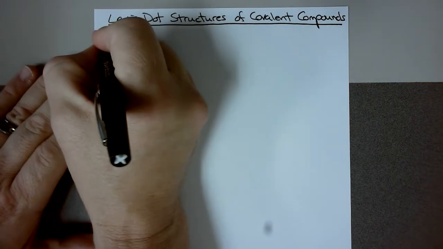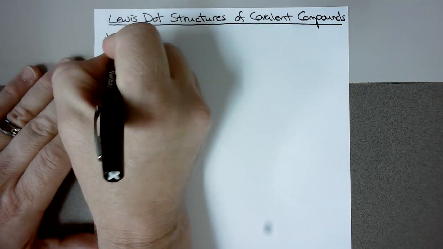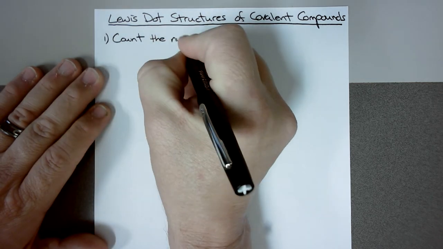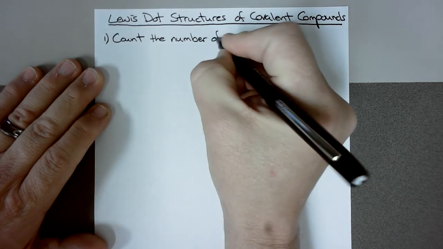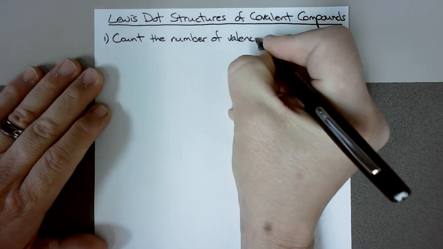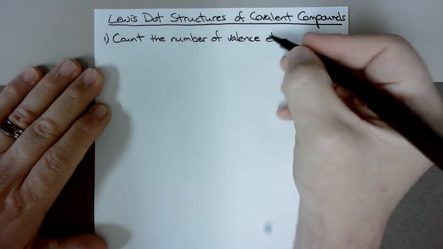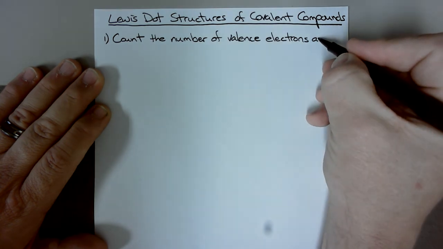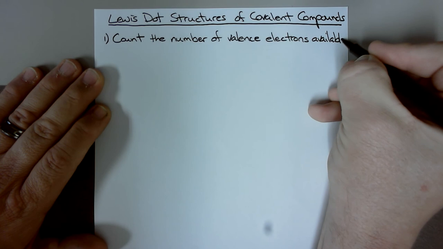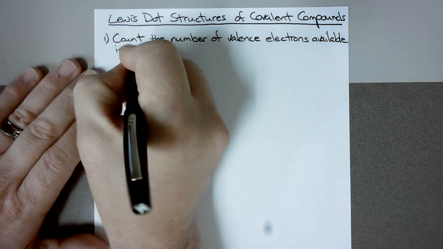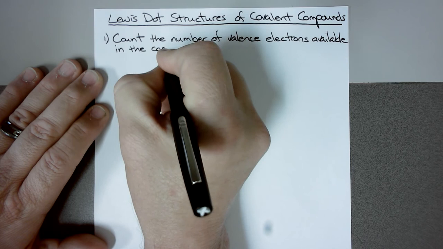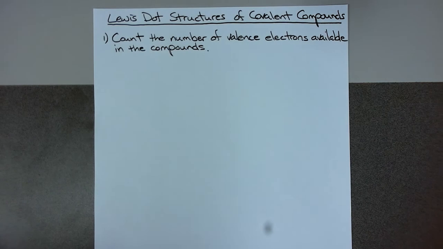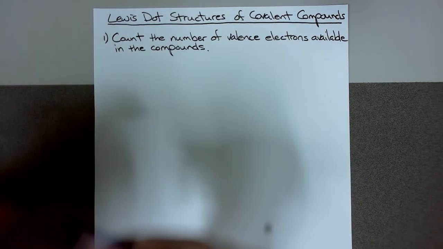The first thing we need to be aware of is that you always count the number of valence electrons available in the compound. So let's take an example. Let's look at carbon tetrachloride. And I'll use red here.